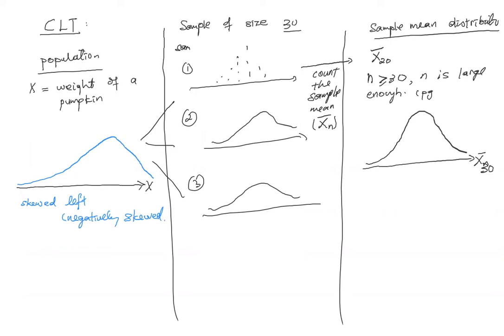The sample distribution is not normally distributed. The population also is not normally distributed. If the sample size is large enough, it will be normally distributed. So the central limit theorem is a very powerful theorem.